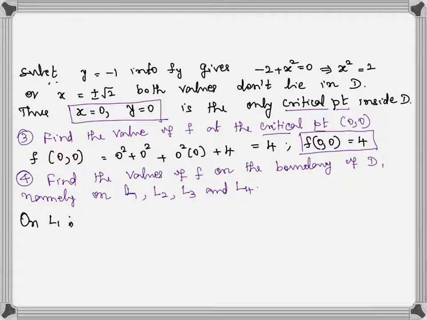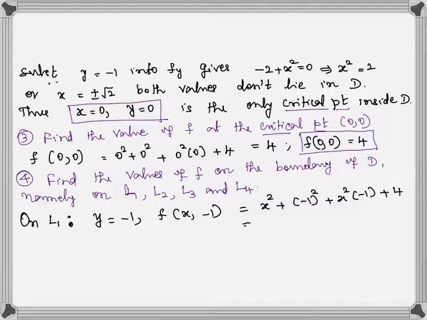On L1, what is fixed? y equals negative 1. That is fixed. x can be anything. So f of (x, -1), if you plug it into the original function f(x, y), you get x squared plus (-1) squared plus x squared times (-1) plus 4, which will be just 5. So f(x, -1) equals 5, which is a constant.